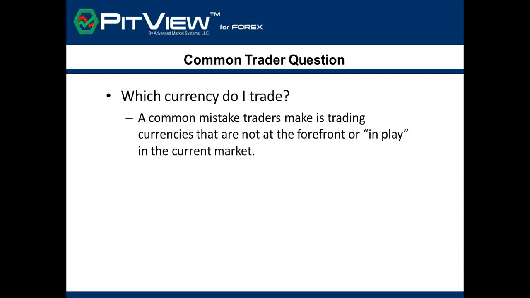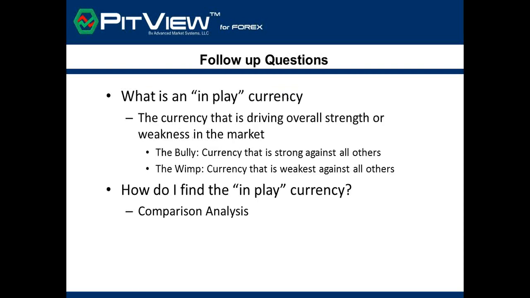At different times during the cycle in Forex, when different economies come to the forefront and others go to the back burner, currencies become in play. They become either what we call the bully or the wimp in the schoolyard. We define the in-play currency as the currency that is driving overall strength or overall weakness in the market. I call these the bully and the wimp, the bully being the currency that is strong against all others. You can look at this from a short-term, medium-term, or long-term standpoint. We also call this the prevailing trend, if you will.